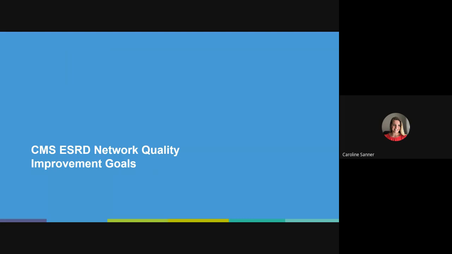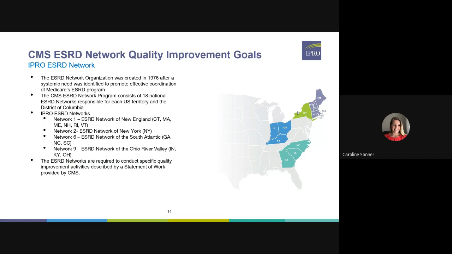The next topic we're going to cover is the CMS ESRD Network Quality Improvement Goals. Once again, we're just going to cover a brief overview of this section. As mentioned in the history section, the ESRD Network organization was created in 1976 after there was an identified systemic need to promote effective coordination of Medicare's end-stage renal disease program. The ESRD networks act as the administrative governing body and a liaison to the federal government.